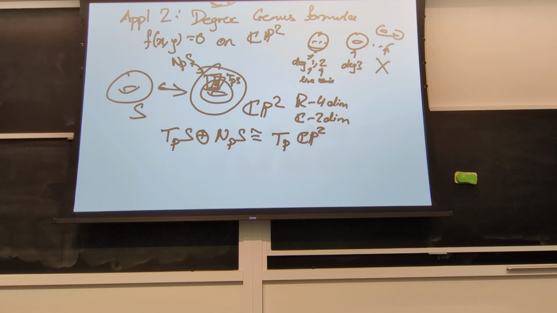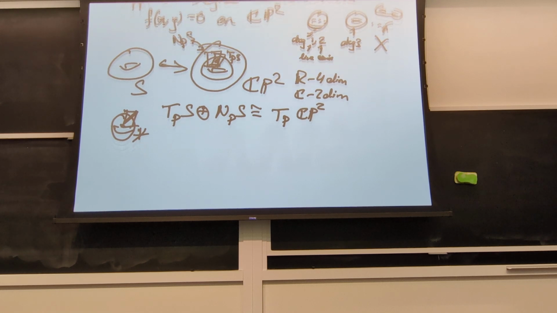So what this is saying is you're essentially decomposing the tangent space of the projective space into the tangent space of the surface and the normal space of the surface. And this is analogous to what happens in R3, for example. If you have a sphere in R3, then you have the tangent plane, then you have the normal line, and together they form the R3 that it's embedded in. So we can do some stuff with this.